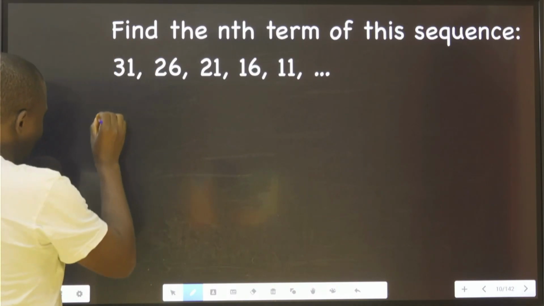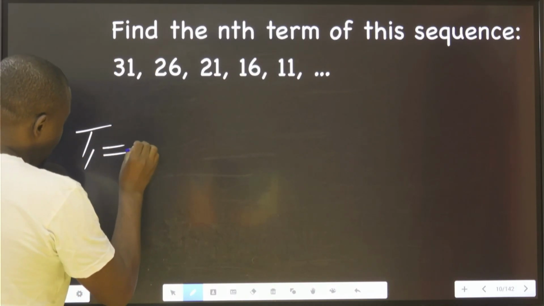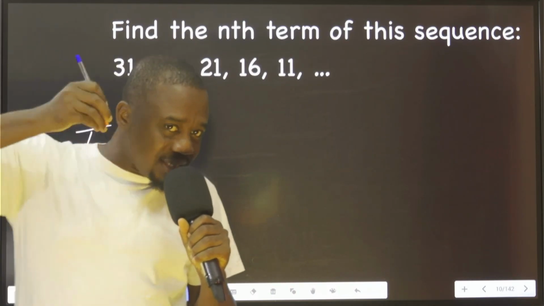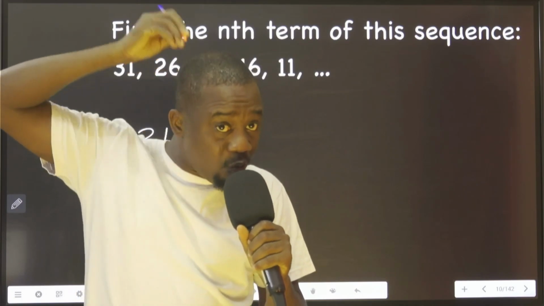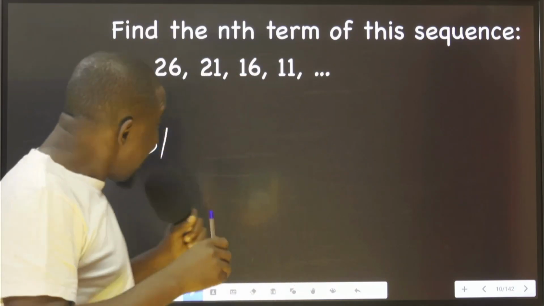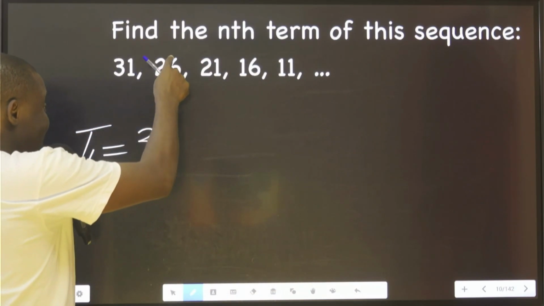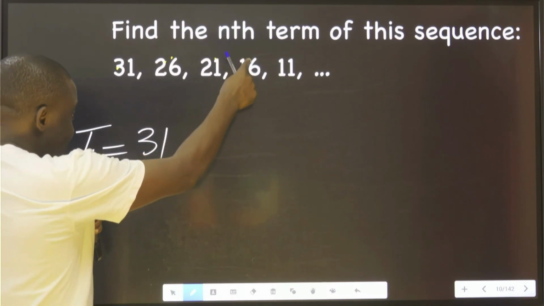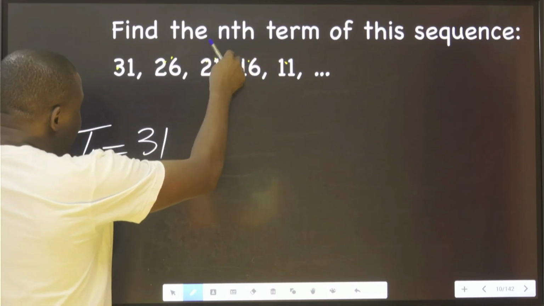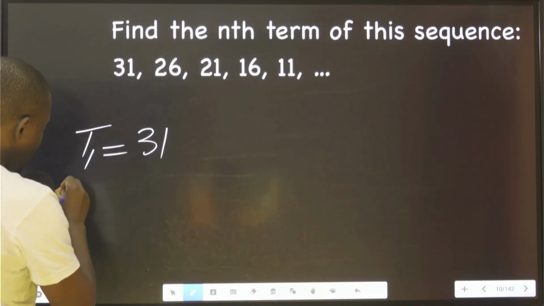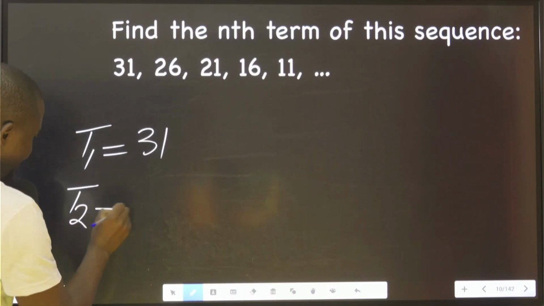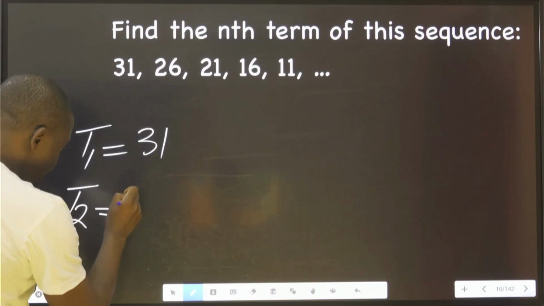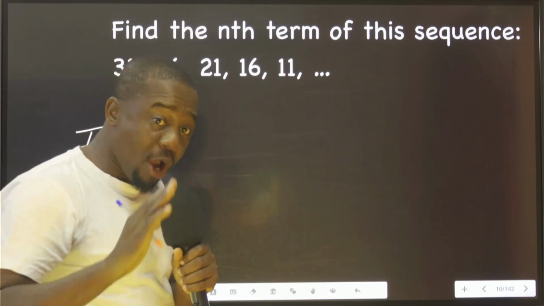The first term here is equal to 31. If you started this class from the first video, if you have watched the first video, we've established that this second term is coming from here, this is coming from here, this is coming from here. Therefore, for this second term, because it is coming from the first term, we have to put 31 for it to say we know you are coming from 31.